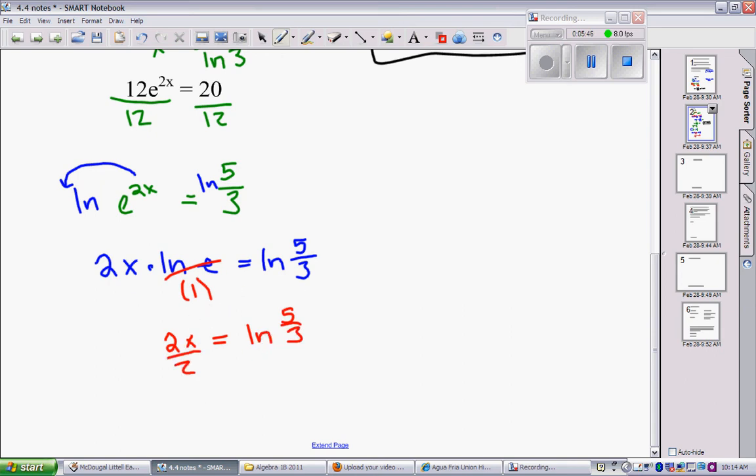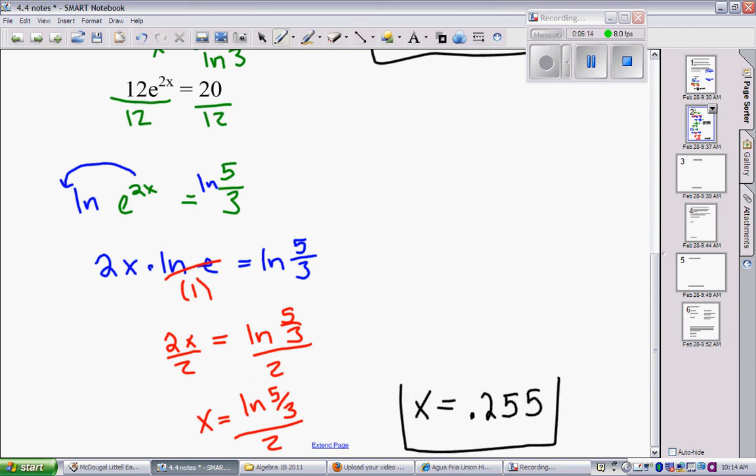You're going to then divide by 2. X equals the ln of 5/3 over 2. So we can plug that into the calculator. Ln of 5/3 and then divide by 2. So x equals 2.255.